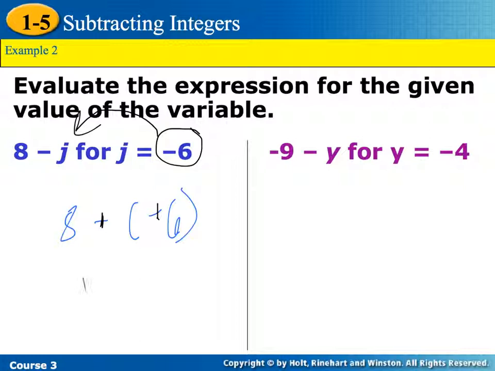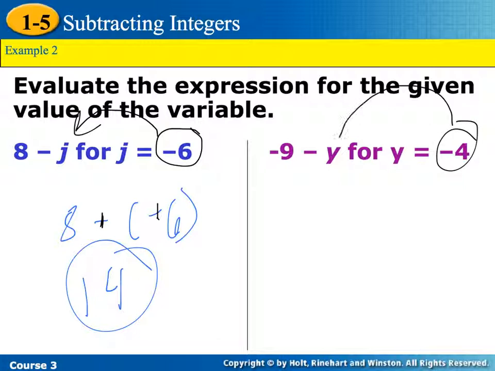What's 8 plus 6? 14. Yeah. Okay. -9 minus y. Y is -4. So I'm going to take that -4. I'm going to plug it in for y. I get -9 minus a -4. What's the rule to subtraction? Add its opposite. -9 plus 4.